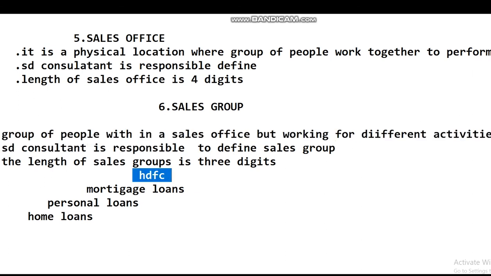Take a few members, like 10 or 20. 5 members are working for mortgage loans, 5 members are working for personal loans, and the remaining 10 members are working for home loans, but within one sales office. The sales office is nothing but the physical location where the group of people work. Those people working for different activities come under a sales group. Simply, this is the difference between sales office and sales group. The length of the sales group is 3 digits, and the SD consultant is responsible for defining the sales group. This is all about sales office and sales group.